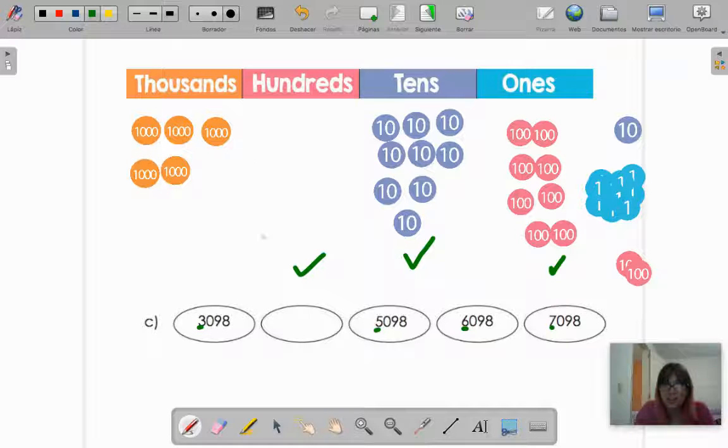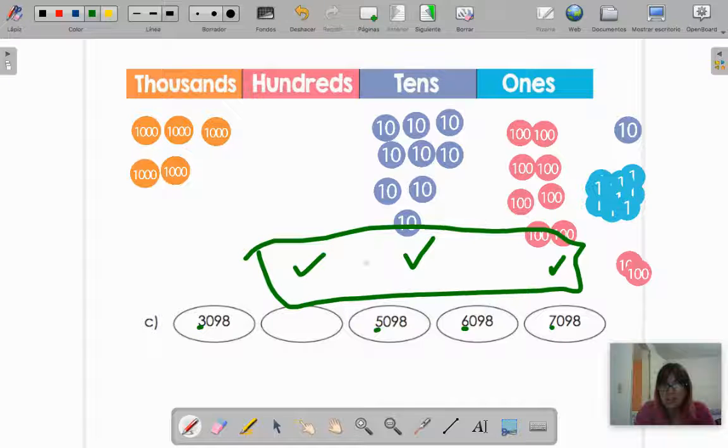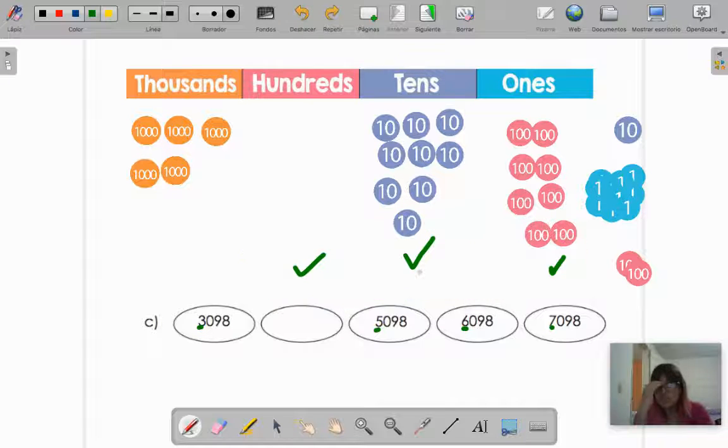Look, here are the checks. These numbers don't change. The only one that is changing is here, the thousands, okay? And we need to add one more. So let's duplicate and add one more. And I already did. So how many thousands do we have now?